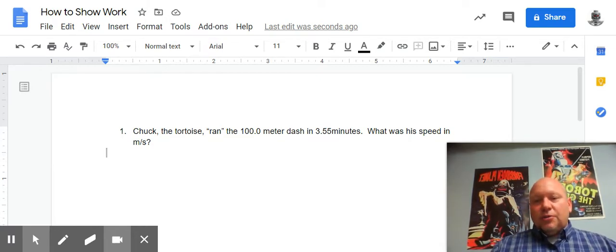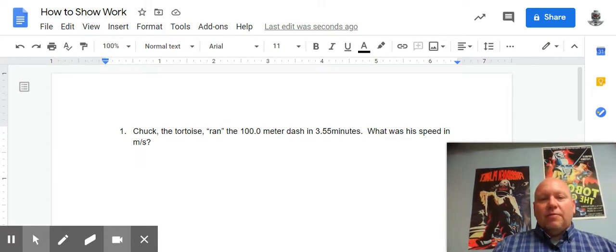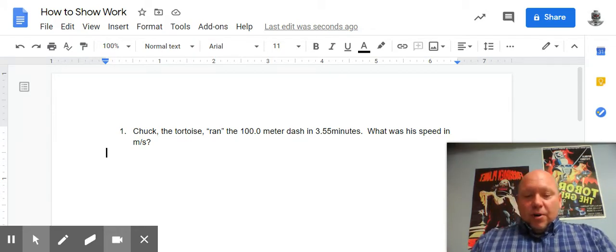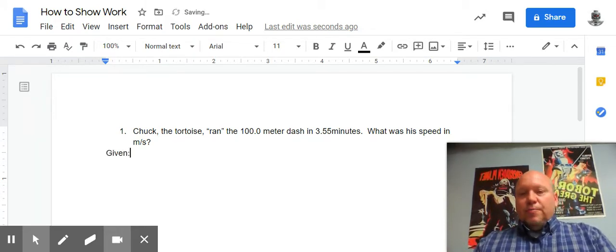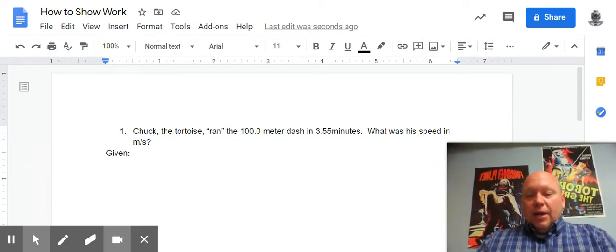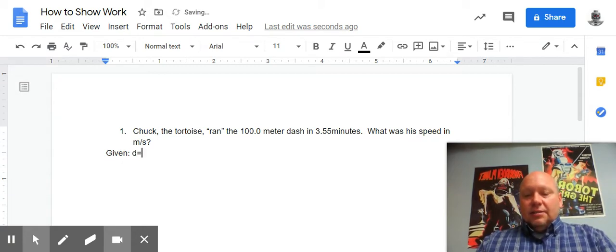We got Chuck, the tortoise, who ran the 100-meter dash in 3.55 minutes. What was his speed in meters per second? Typically, the first thing you want to do is list what is given to you. Sometimes it's more than one thing. So we have, and this is important here, a distance of 100 meters. I actually recommend that you use the variable that is typically found in the equations when you write this stuff out. That'll help you later on. We have a distance of 100.0 meters. We have a time of 3.55 minutes.